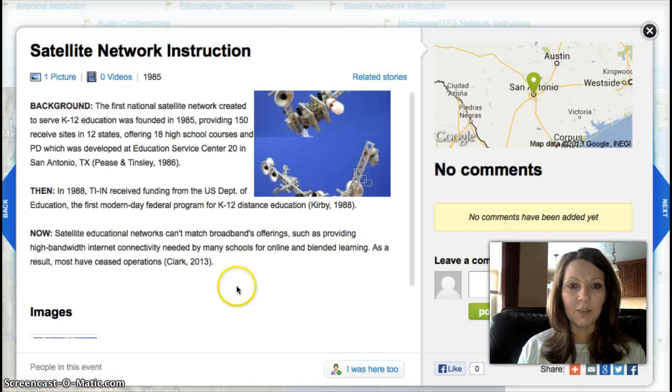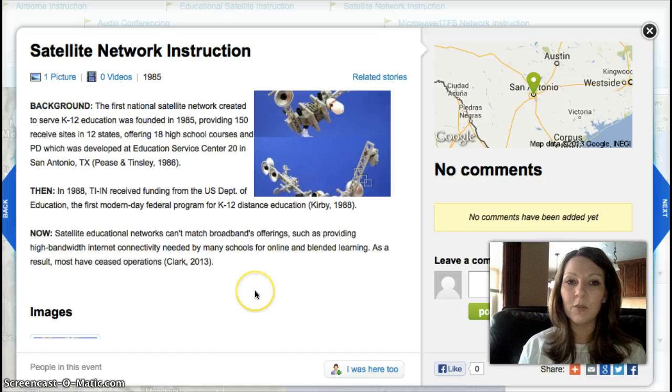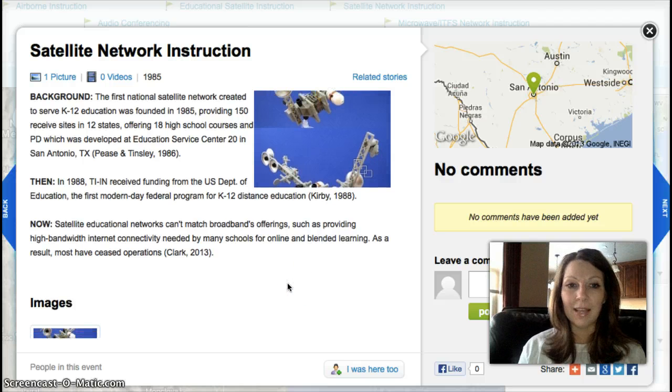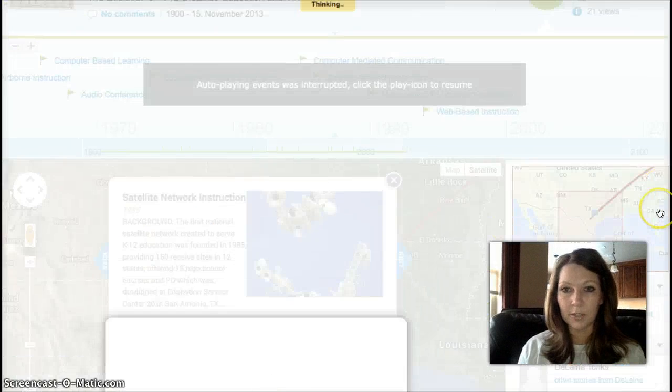Satellite network instruction. The first satellite network created to serve K-12 education was founded in 1985. It actually provided 150 receive sites in 12 states, offering 18 high school courses and professional development. This was developed at the Education Service Center number 20 in San Antonio, Texas. This was an example of the first modern-day federal program for K-12 distance education from the U.S. Department of Education. Now, satellite educational networks can't match broadband's offerings, such as providing high bandwidth internet connectivity needed by many schools for online and blended learning. As a result, most have ceased operations.